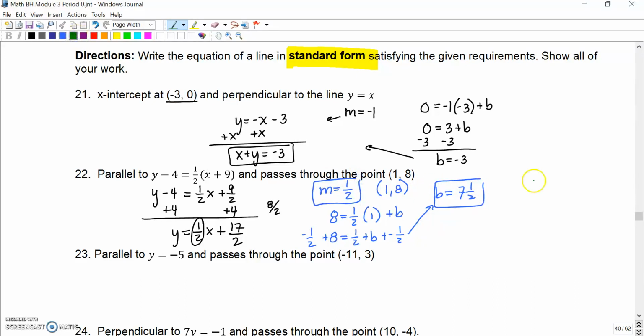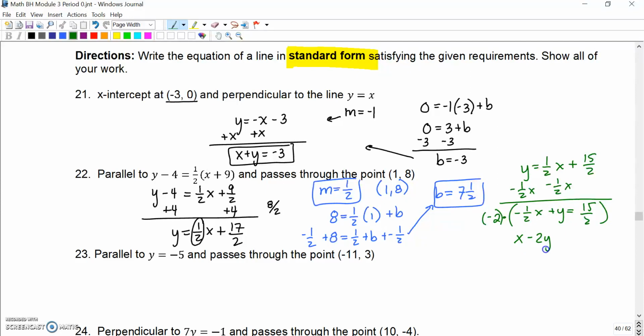And then I'm going to take my equation, which is y equals 1/2 x plus 15 halves. And I'm now going to convert this into standard, subtract my x term from both sides. And multiply by -2 to clear out my fractions and to make sure that the x term is positive. I get x minus 2y equals -15, which is my standard form.